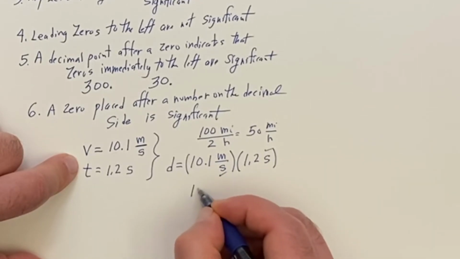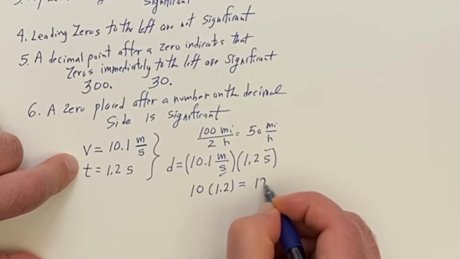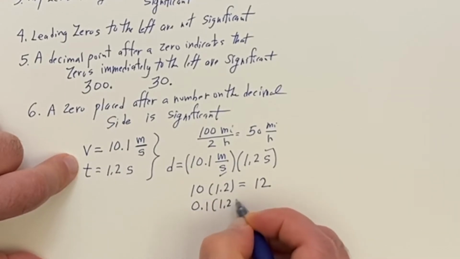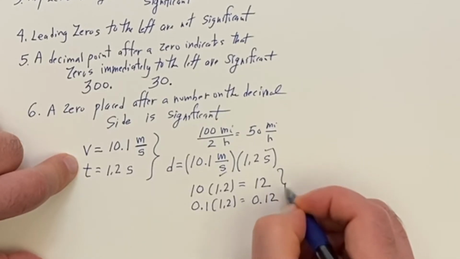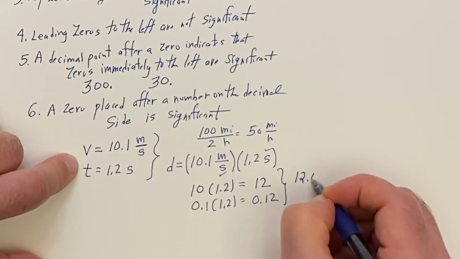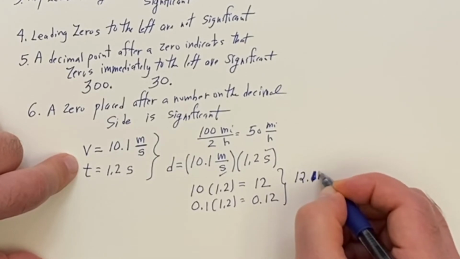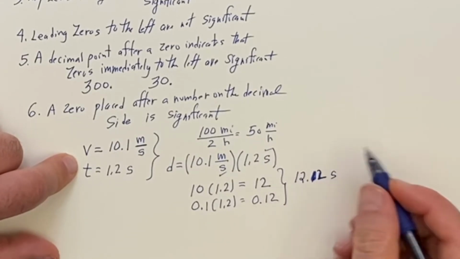So this, without a calculator, let's see, I could do 10 times this to get myself 12. And then if I take 1/10 of 1.2, I get 0.12. So when I add these together, I'll have 12.12. So now we look at this.